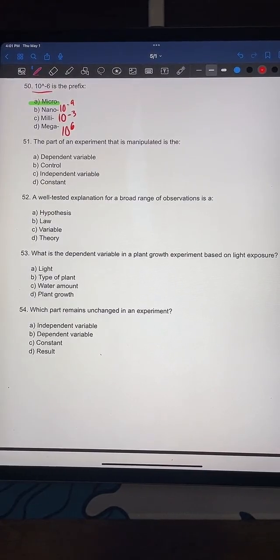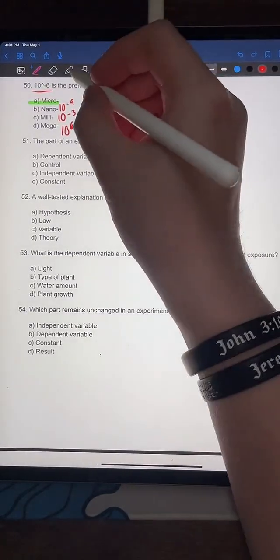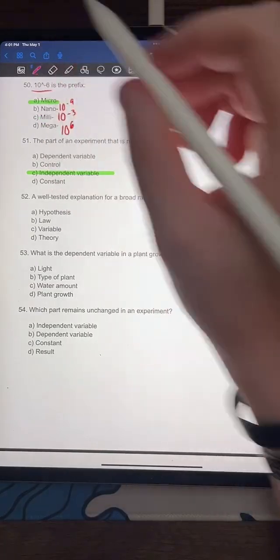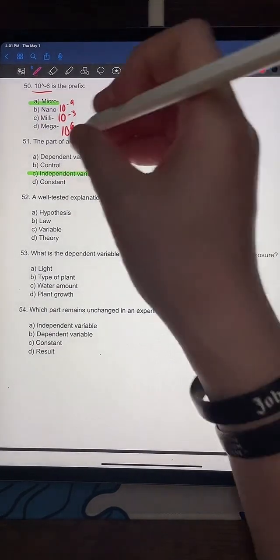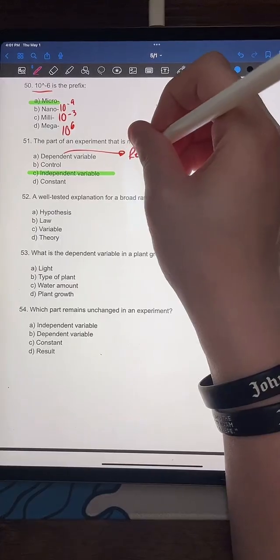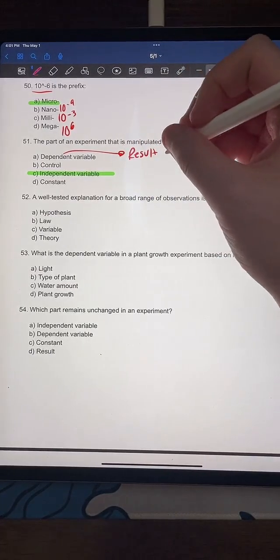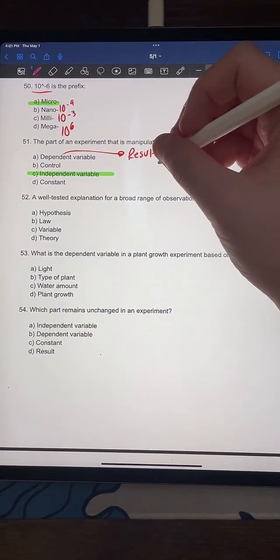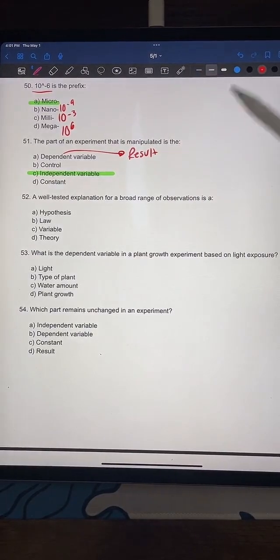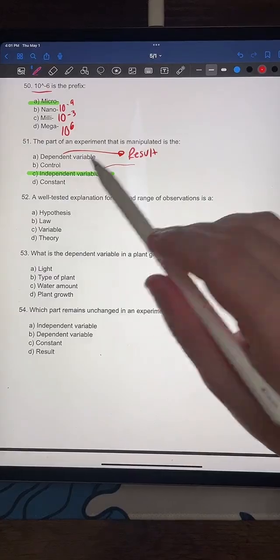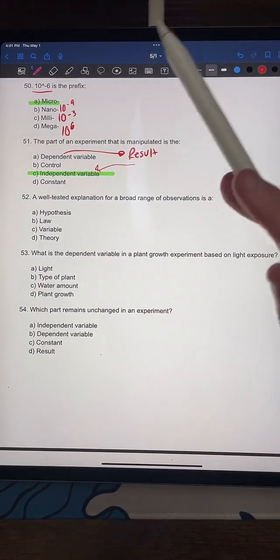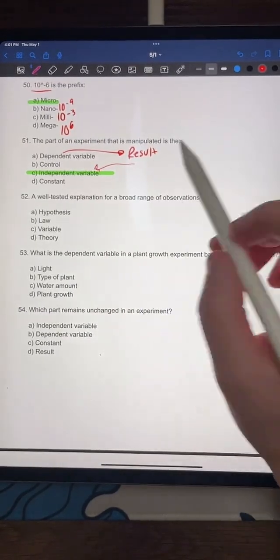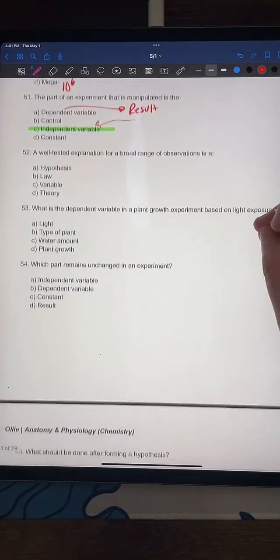51, the part of the experiment that is being manipulated is the independent variable. So this is what the experimenter is going to change. The dependent variable is the result of the independent variable, so it is the result or the response. It is dependent on the independent variable. The control is the standard for comparison, and the constant would stay the same throughout all of the groups.